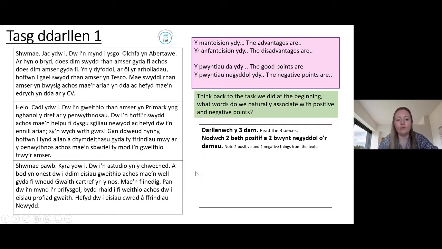So look for dwi'n hoffi. Positive is normally dwi'n hoffi. Mae'n helpu. Dwi'n. Look for positive words there.